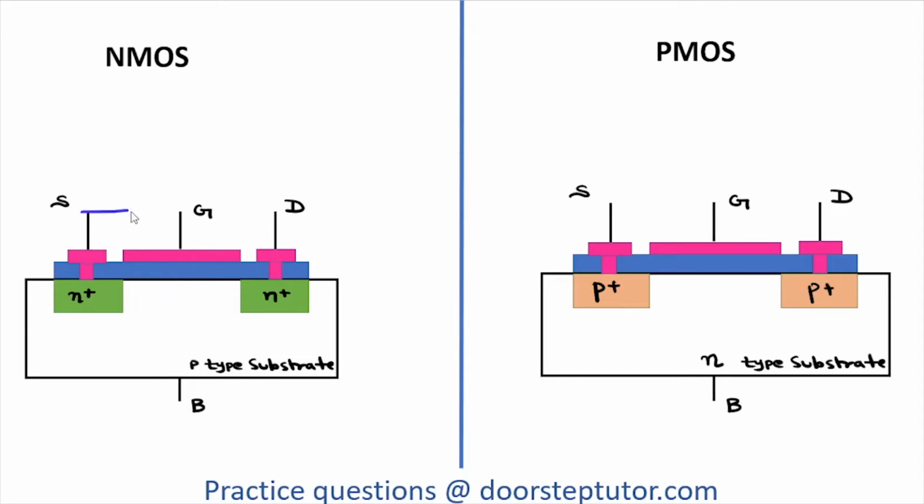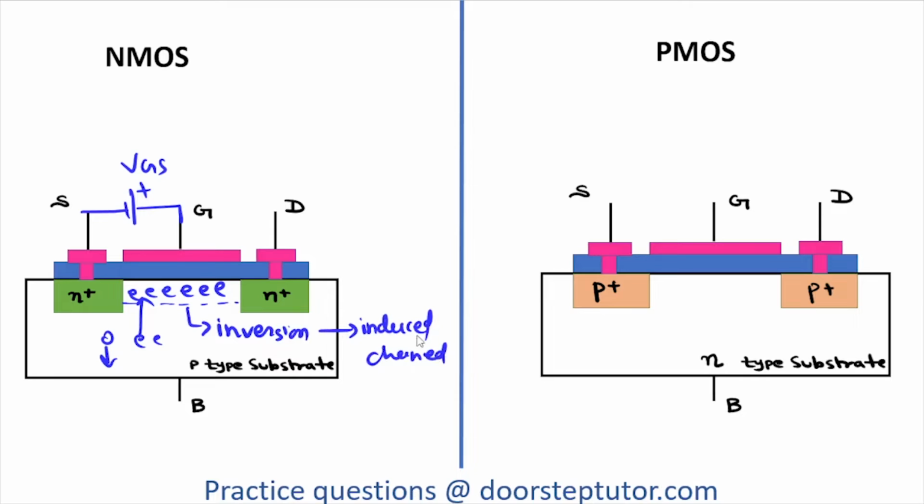If we apply some positive VGS to NMOS, what will happen? That will attract the minority carrier of the P-type material, that is electrons, so that electrons will be accumulating near the SiO2 layer and holes will be moved away from the SiO2 layer. So these electrons are going to form the inversion layer and that will form the induced channel.